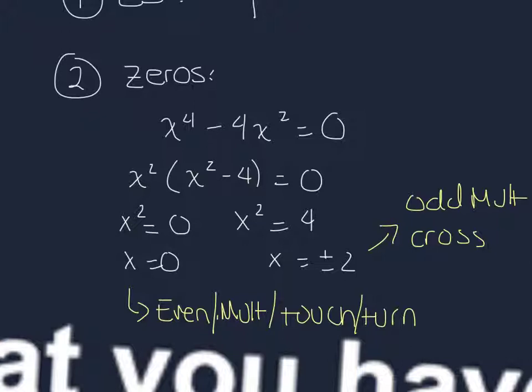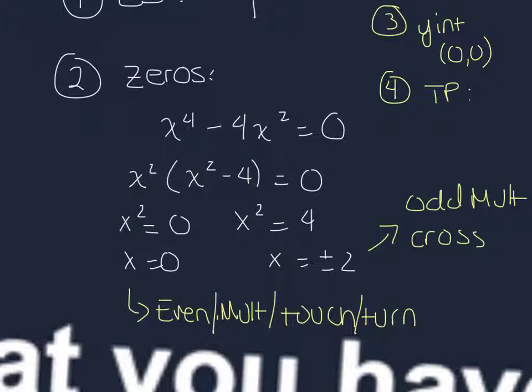What is the maximum number of turning points for this one? 3. And what are your y-intercepts here? It's going to repeat right here. x equals 0, that is your y-intercept. So your y-intercept is (0, 0). Your max turning points: you take your degree, n minus 1. So 4 minus 1 is 3. So your max number of turning points is 3.